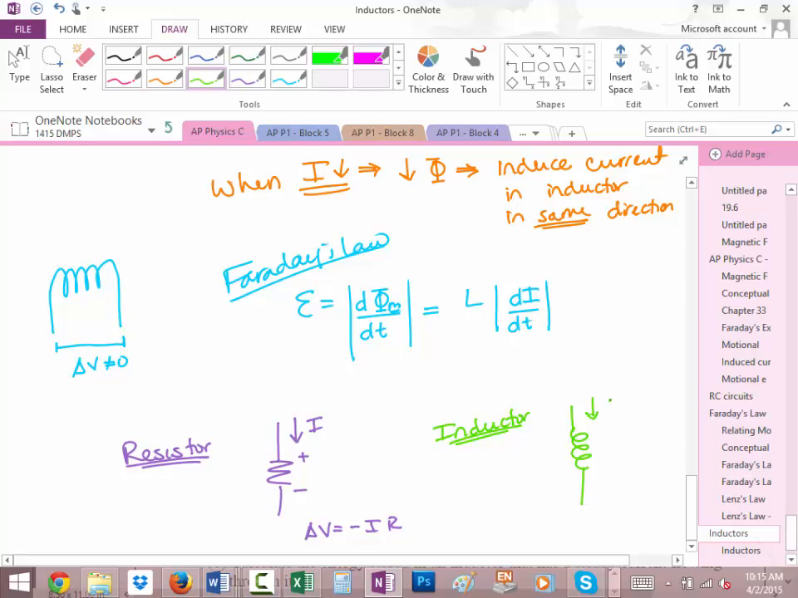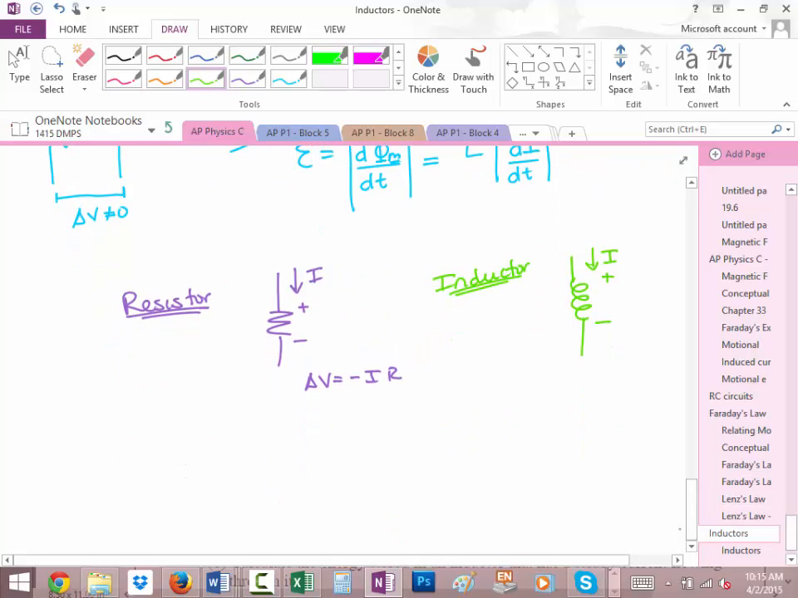If the current is going this way, we're going to say that we have a positive potential at the top and a negative potential at the bottom in the direction of the current flow, which means that delta V is equal to negative L di dt. So again, there's only a potential difference if there's a change in current, and it's going to go opposite the change. That's the initial current, not the induced current.